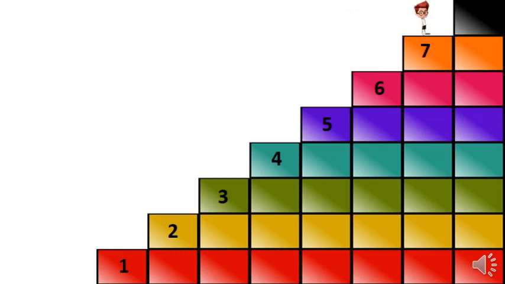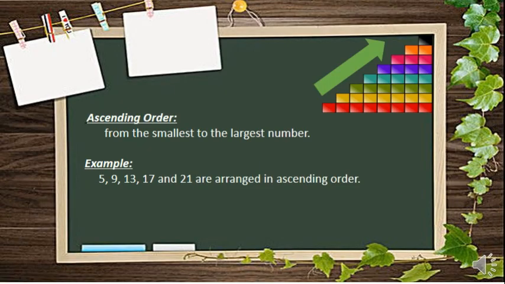Did you observe that as he climbs up each step, he is ascending, or moving to a greater number than the previous number? We say that when the numbers are arranged from smallest to greatest, they are called ascending order. Show the example here. 5, 9, 13, 17 and 21 are arranged in ascending order.